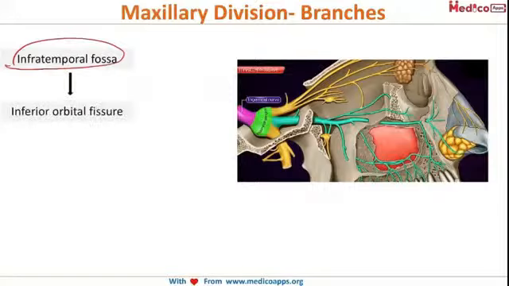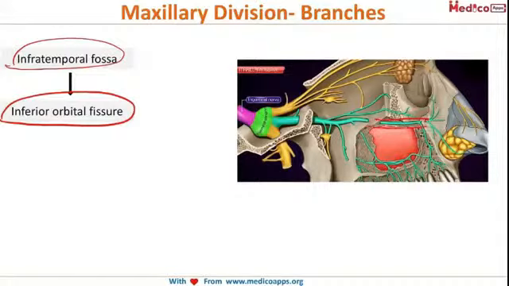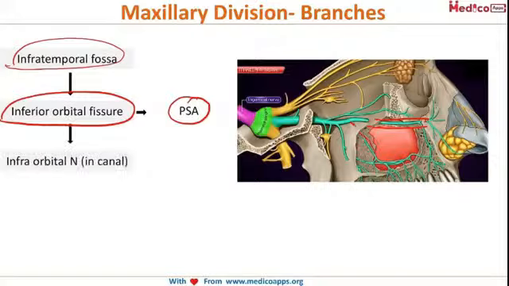From there it enters the inferior orbital fissure. When it enters the inferior orbital fissure, it enters the infraorbital canal that is present within the floor of the orbital cavity. So this structure here is the infraorbital canal. Within that area it gives out a branch, that is the posterior superior alveolar branch. Here this is the posterior superior alveolar branch. Then within the infraorbital canal it gives out a few more branches, and within the canal the nerve is now called the infraorbital nerve.